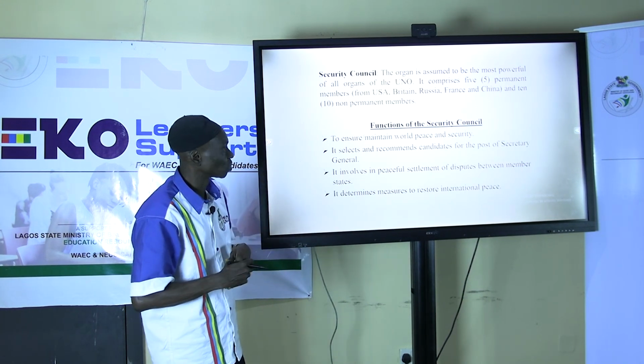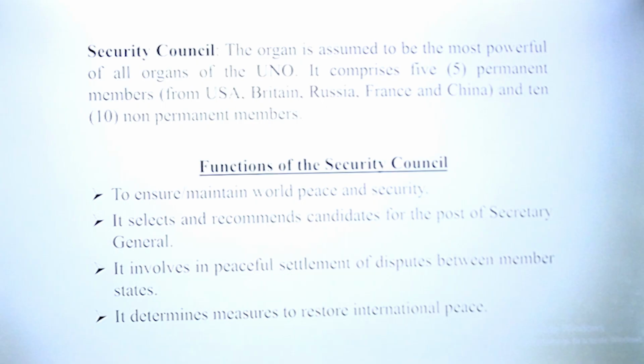What are the functions of the Security Council? Number 1, to ensure and maintain world peace and security. You and I know that would be number 1, because that is the main objective of UNO. Number 2, Security Council selects and recommends candidates for the post of Secretary General. Yes. It is involved in peaceful settlement of disputes between member states.